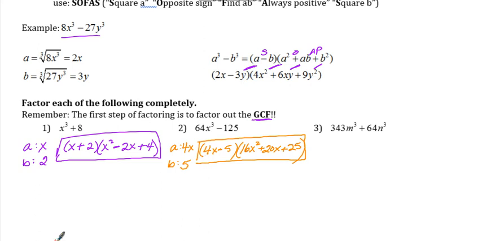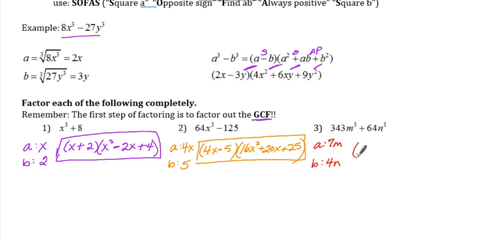Number 3, I'll check for a greatest common factor. I don't see one. So I think to myself, what must have been cubed to make the first term, and what must have been cubed to make the second term? Because it's a sum of perfect cubes. To get to this, 7m must have been cubed. To get to this, 4n must have been cubed.